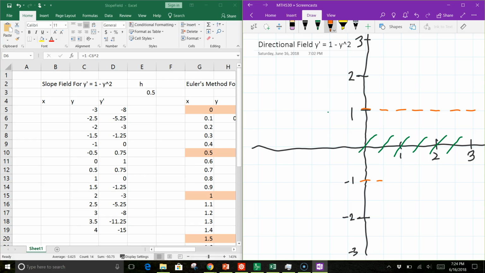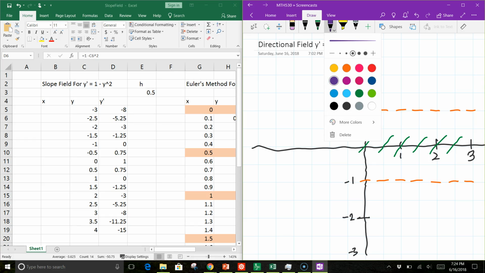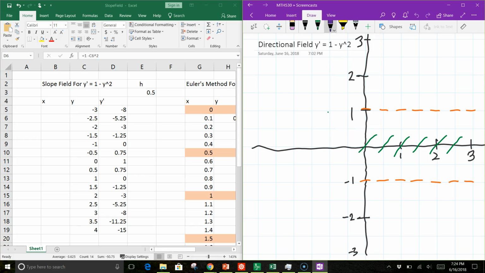Those also would go in for any value on the horizontal line, y equals -1. If I look at -2 and +2, the slope is a steep -3. So I'll try and draw those in. That one's probably not quite steep enough. Okay.